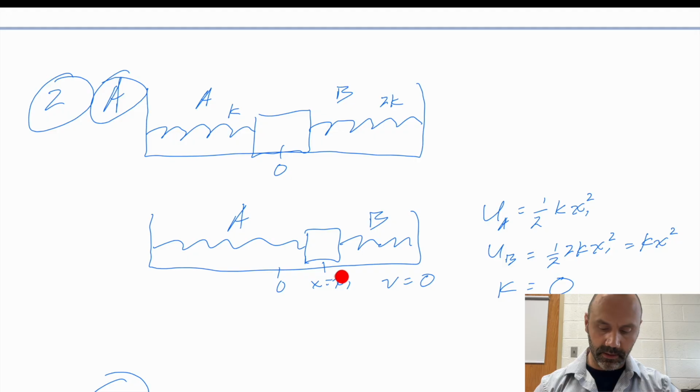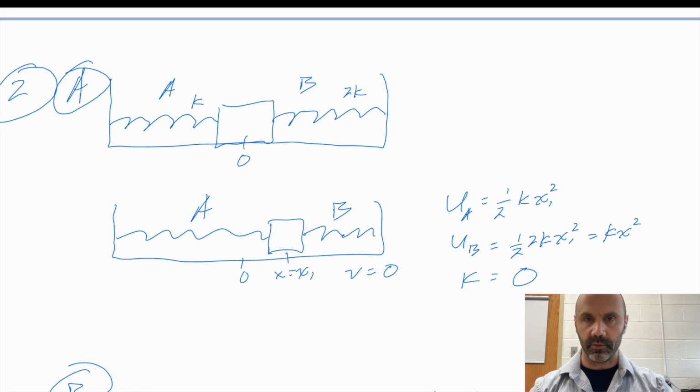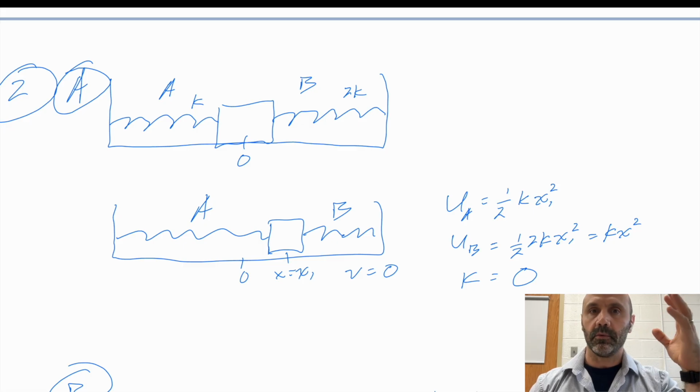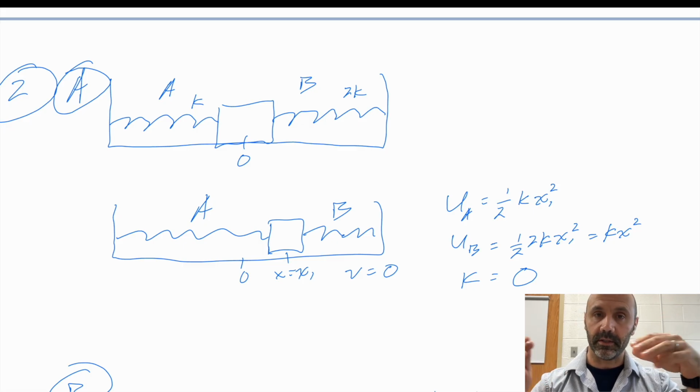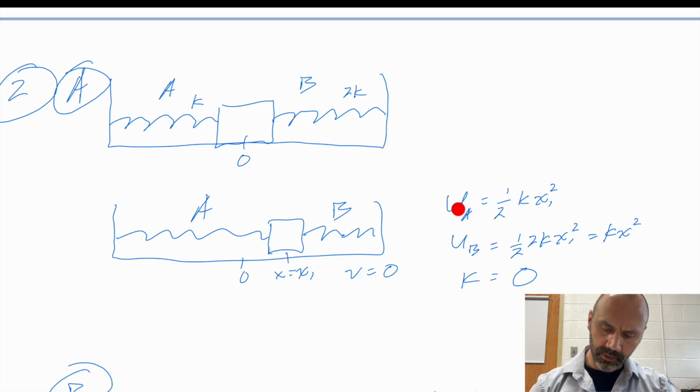So when this is brought to X equals X1, they give you a bar chart and they want to see, can you quantify and compare the potential energies in the springs and the kinetic energy. So the potential energy in spring A is 1/2 kx1 squared, and the potential energy in spring B, whose constant is 2k, is 1/2 2k x1 squared, so that's just kx1 squared. And the kinetic energy is 0. It's released from rest at that point.